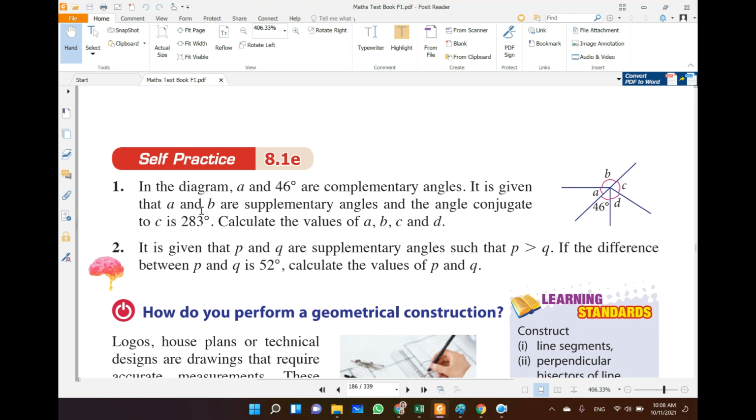Just now we already get the A, the B, A and B is 180, right? So hopefully you can get the rest of the answer, because this kind of question most probably will be in the exam.